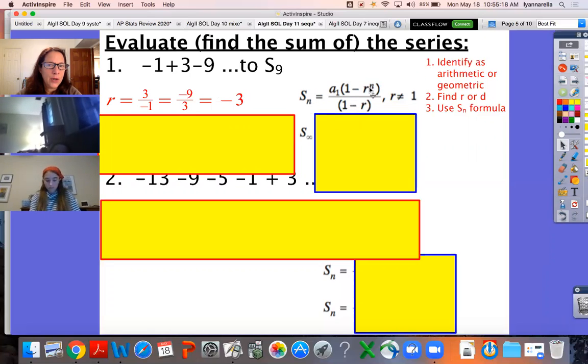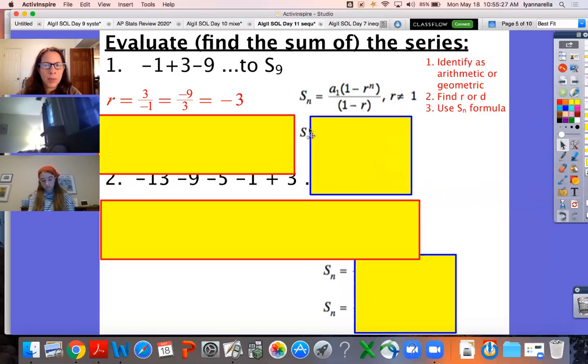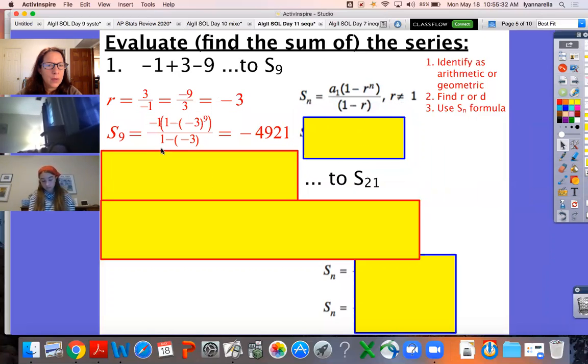I'm going to put a 9 here and here. My r was -3, so I'm going to put a -3 here, and my a sub 1 was -1. Okay, so I'm not using the infinity formula. So -1 for a sub 1, -3 for r, 9 for n. And remember, when it's 1 minus r, if r is negative, you can't drop the negative on the -3. You have to use the 1 minus -3 to the nth power. So -3 to the 9th, and then 1 minus that. And I got -49/21.